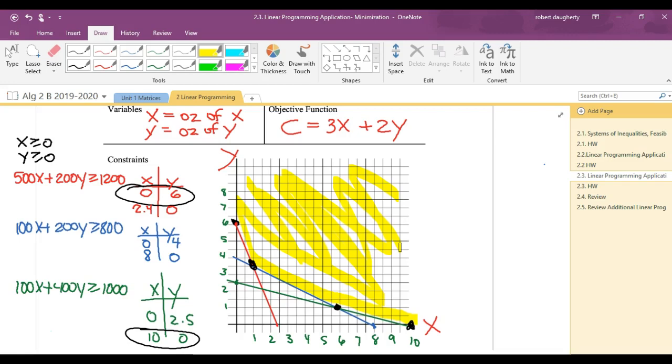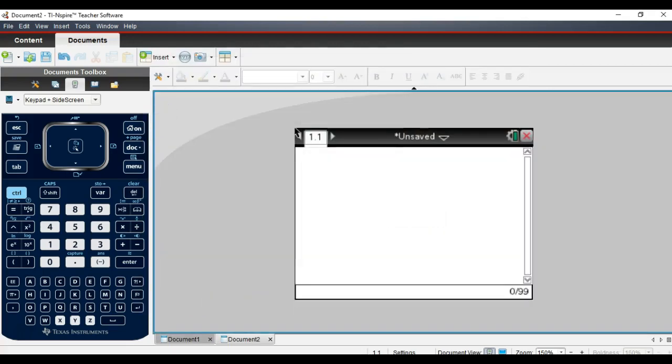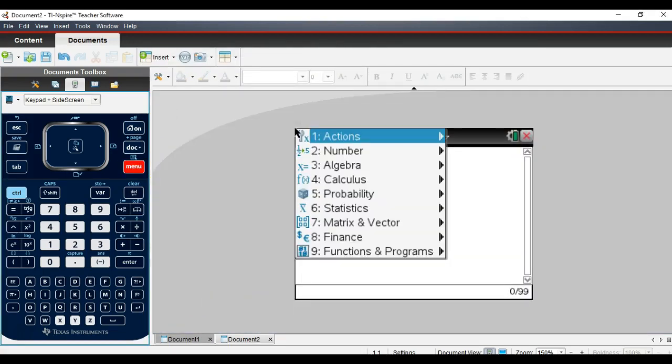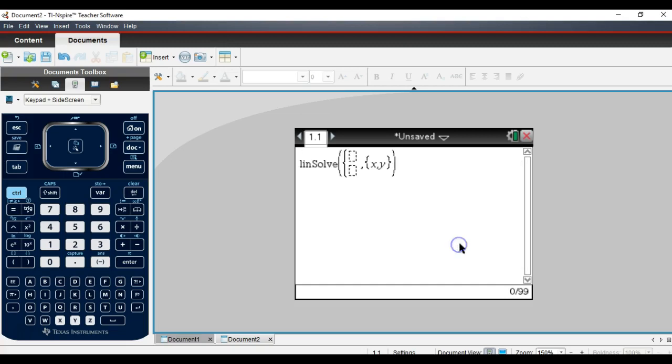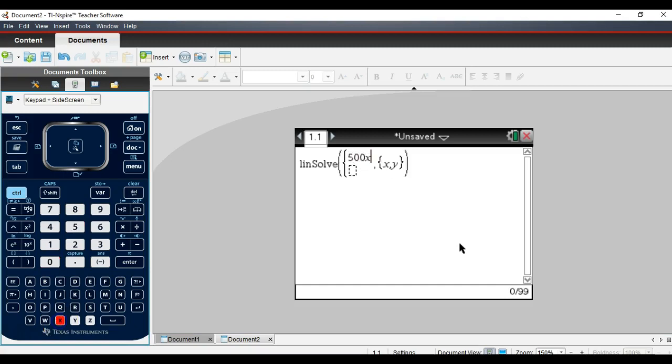So where do the red and the blue line intersect? The easiest thing to do is use your calculator: menu, algebra, solve system of linear equations, 2 variables, x and y. Here I just put in these 2 equations. 500x plus 200y equal 1200. And then tab, the next one is 100x plus 200y equal 800. And I get 1 7/2, or 1 3.5.